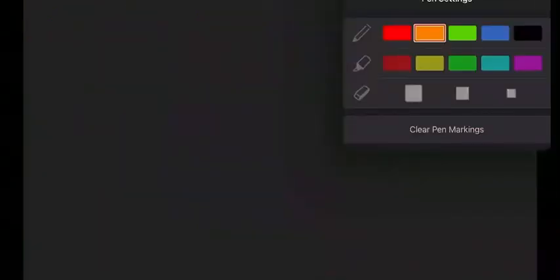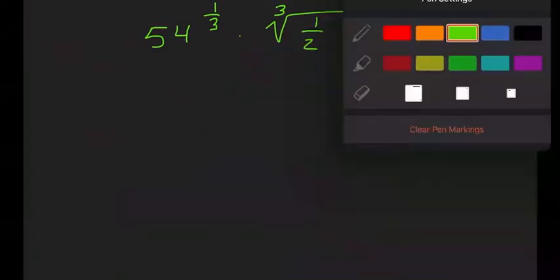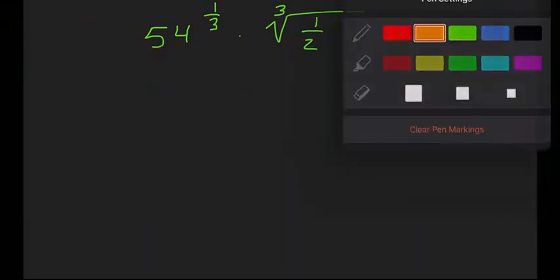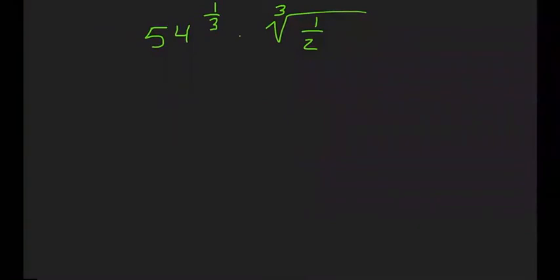Let's look at another one. Let's say we have 54 to the 1/3 power times cube root of 1/2. So this one looks pretty ugly. We're taking a cube root, which is already complicated enough, of a fraction. What are we going to do here? Well, you want to start by just looking at the problem and seeing if anything stands out.